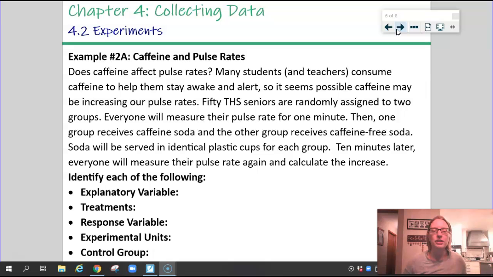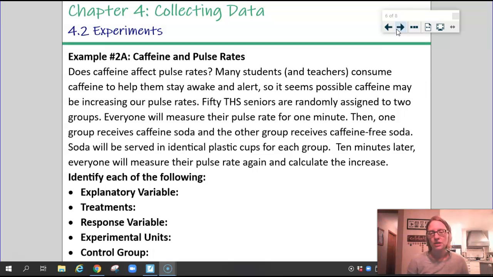Let's take a look at another example. Does caffeine affect our pulse rates? A lot of students, and probably most of your teachers, consume caffeine to help them stay awake, stay alert, so it seems possible that this could affect our pulse rates.